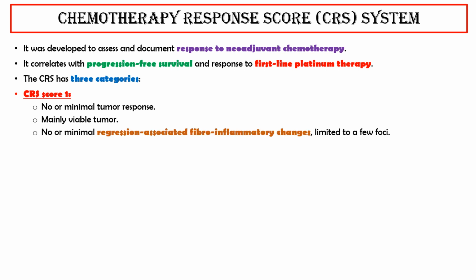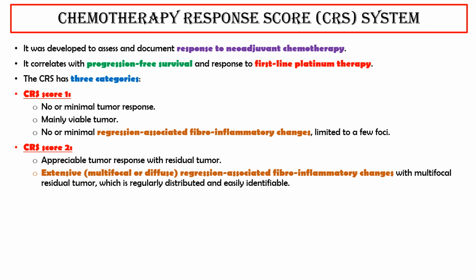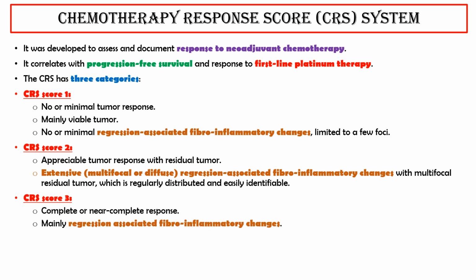mainly viable tumor, no or minimal regression-associated fibroinflammatory changes limited to a few foci. CRS score 2, appreciable tumor response with residual tumor, extensive multifocal or diffuse regression-associated fibroinflammatory changes with multifocal residual tumor which is regularly distributed and easily identifiable. CRS score 3, complete or near complete response, mainly regression-associated fibroinflammatory changes, absent or minimal tumor.